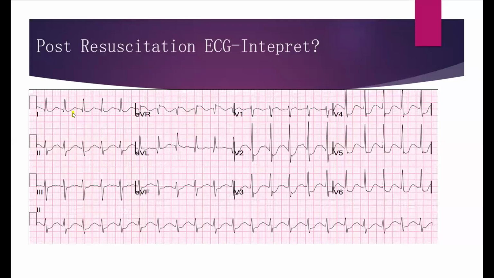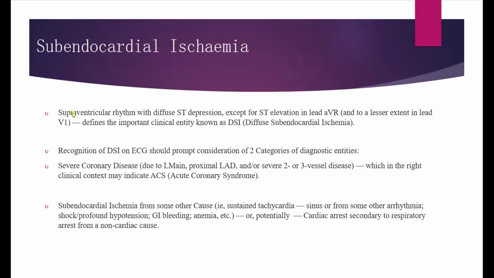So when you get this diffuse ST depression everywhere, you're thinking subendocardial ischemia because of either severe coronary disease, where you have left main, proximal LAD, or severe 2 or 3 vessel disease, or you're thinking about patients who are generally unwell because of other things, such as profound shock, GI bleeding, and so on. Subendocardial ischemia and diffuse ST depression generally do not localize. In clinical practice, it's important to do the troponins so that you make a quick judgment in terms of these patients.